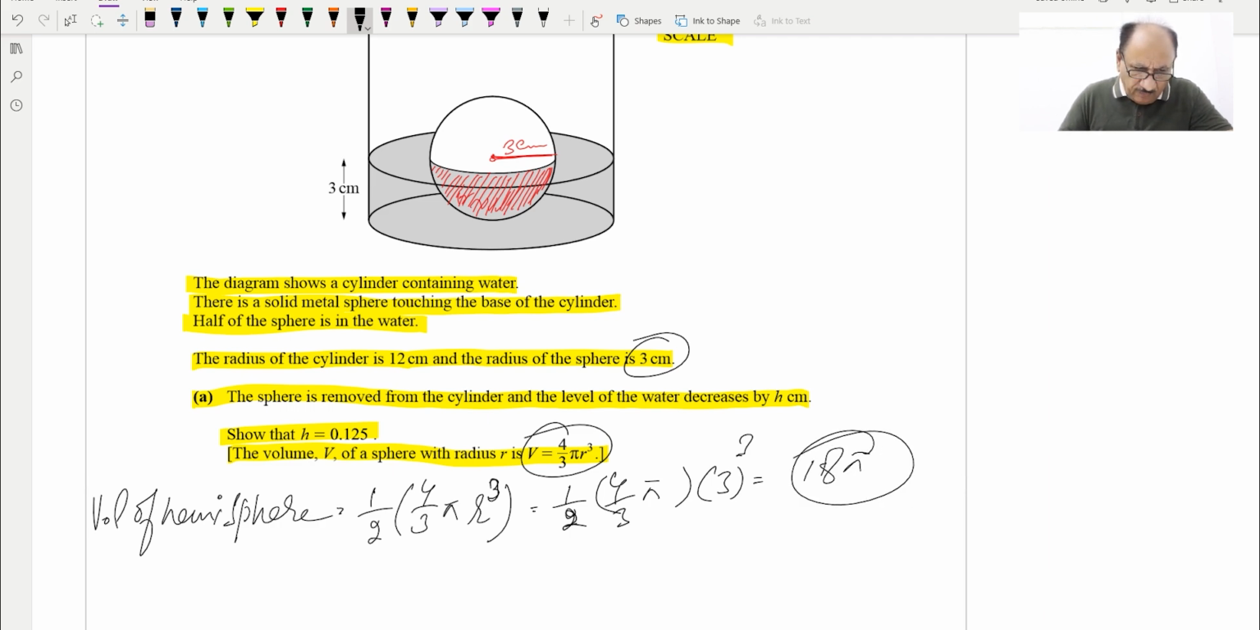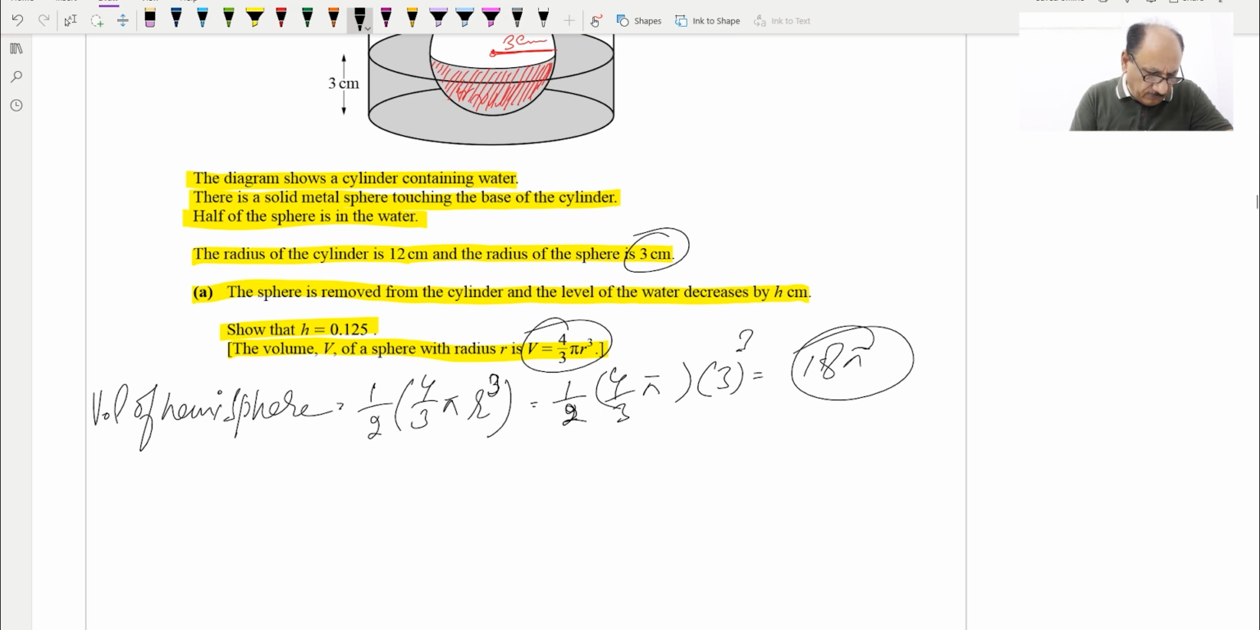Now we can find the volume of the cylinder, and volume of the cylinder will be equal to what? Pi r square h.